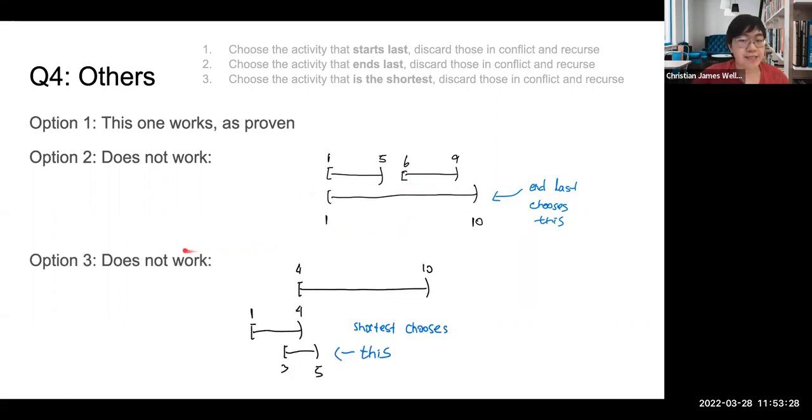The shortest activity similarly can be shown. This is the shortest one, 3 to 5. It conflicts with two others and then calls it a day. So this also does not work because clearly the optimal one is by taking two of these things. Okay, so options 2 and 3 do not work, and only option 1 as presented works for this problem. Among the 3 options, only option 1 works.